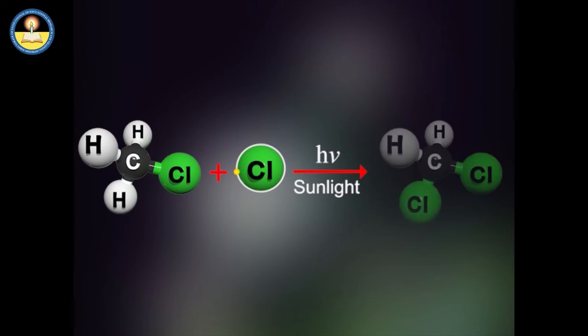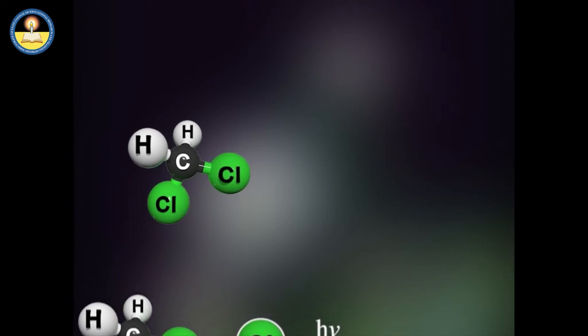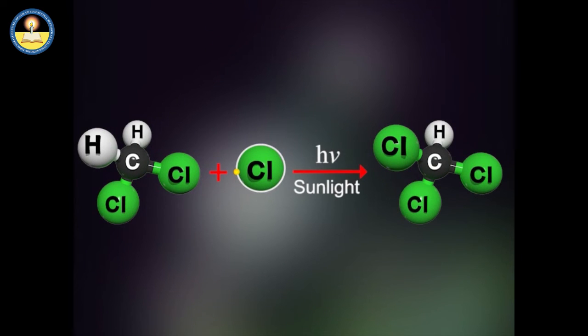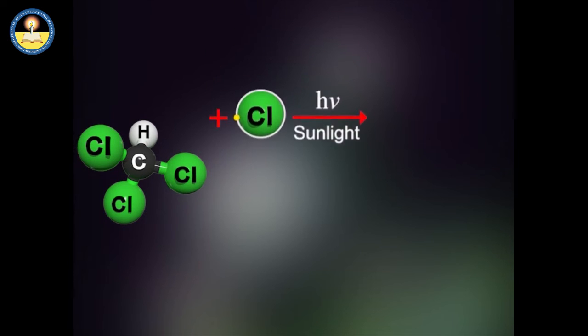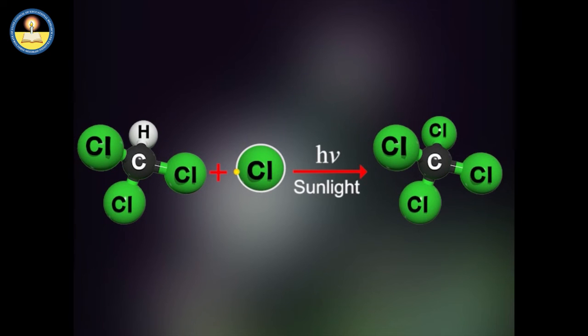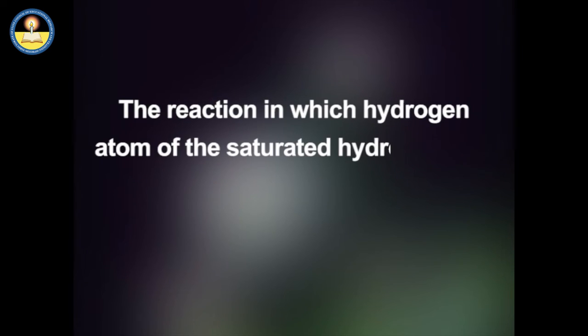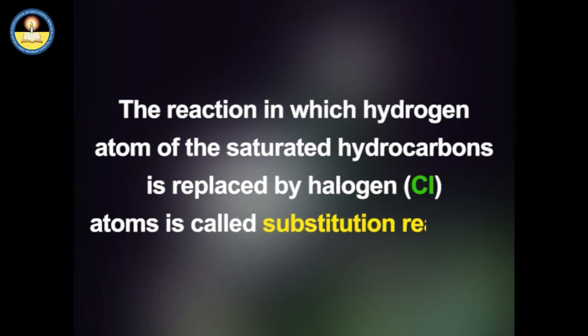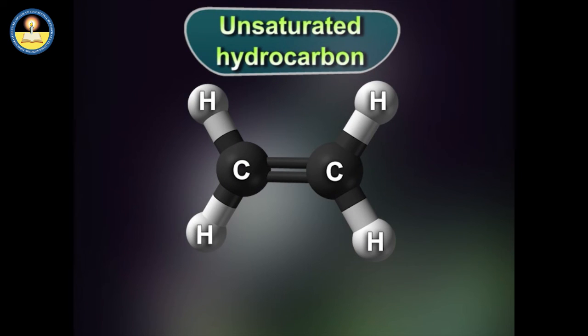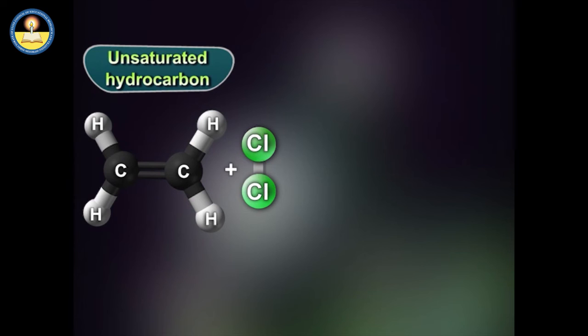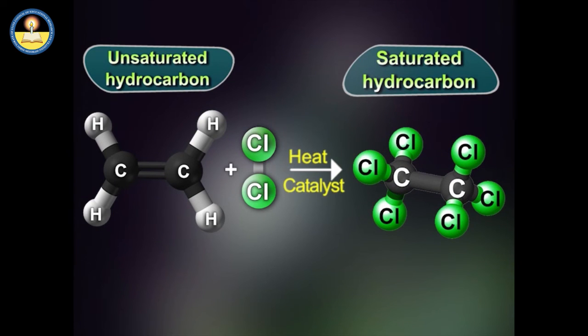Similarly, a second hydrogen atom, third hydrogen atom, or fourth hydrogen atom can also be replaced by chlorine atoms. The reaction in which hydrogen atom of the saturated hydrocarbons is replaced by halogen chlorine atoms is called substitution reaction. Unsaturated hydrocarbons, however, add a halogen to form saturated chlorocompounds, that is addition reactions.